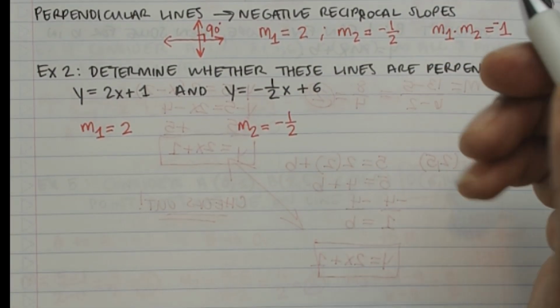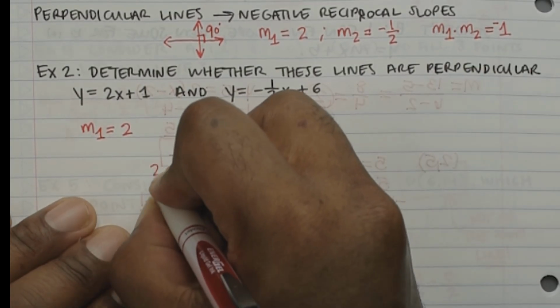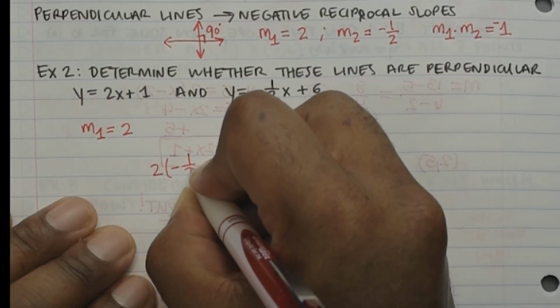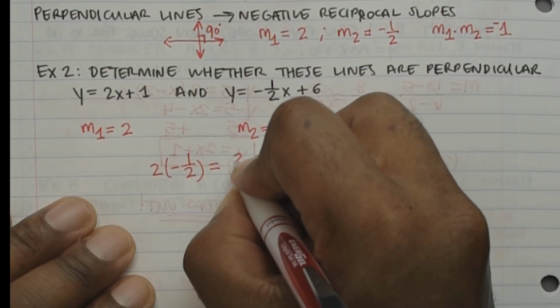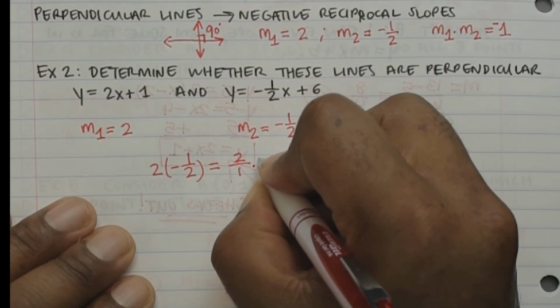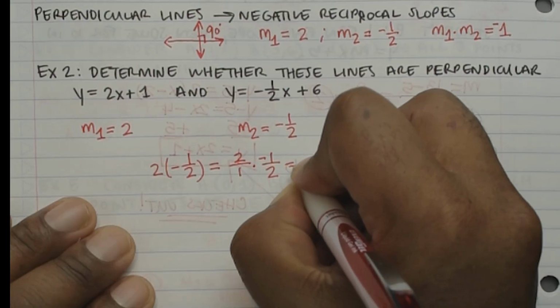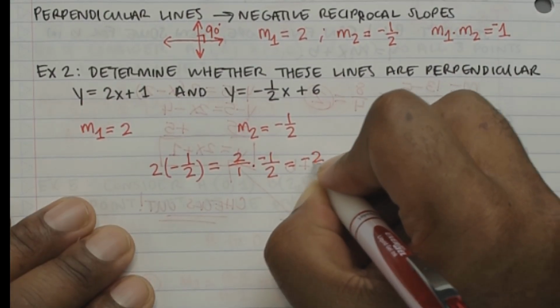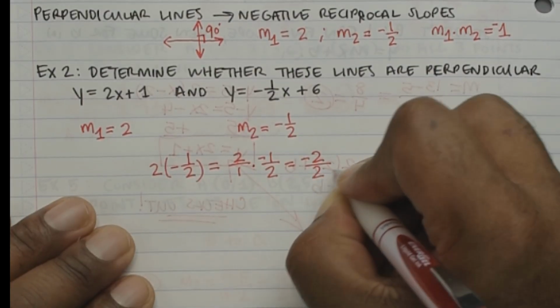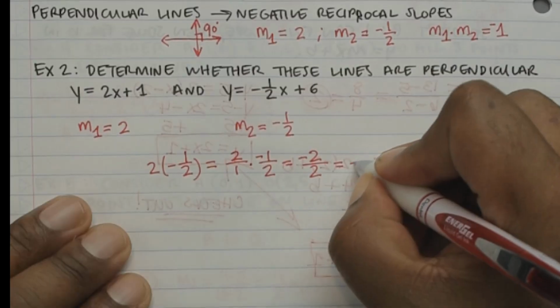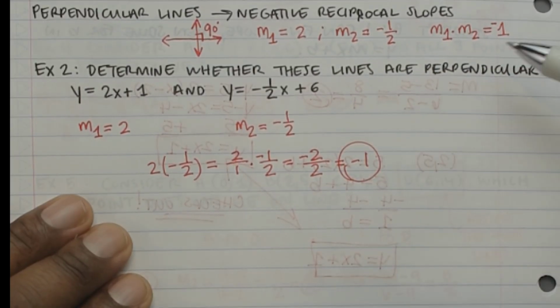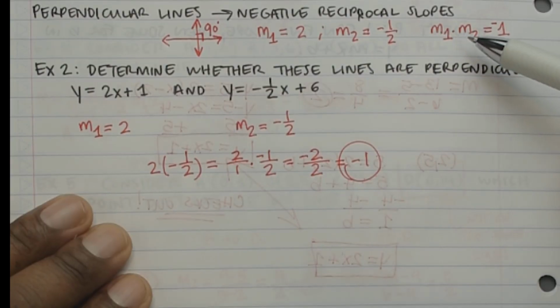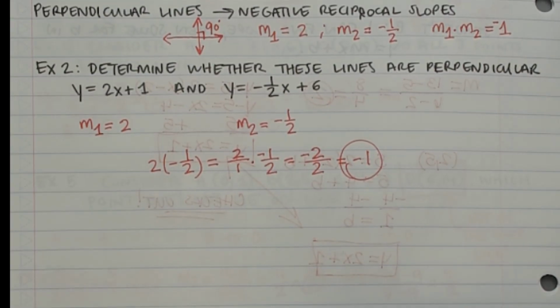So let's multiply them. We have 2 times negative 1/2. This is also known as 2 over 1 times negative 1 over 2. 2 times negative 1 is negative 2. 1 times 2 is 2. When you divide this, you end up with negative 1. And per our rule, if the product of two slopes is negative 1, the two slopes are perpendicular. Therefore, these two equations tell you that these two lines will be perpendicular.